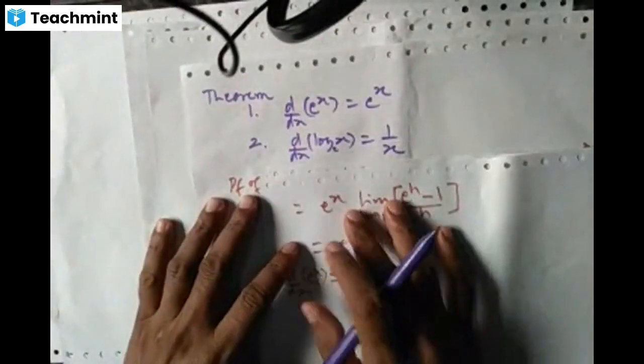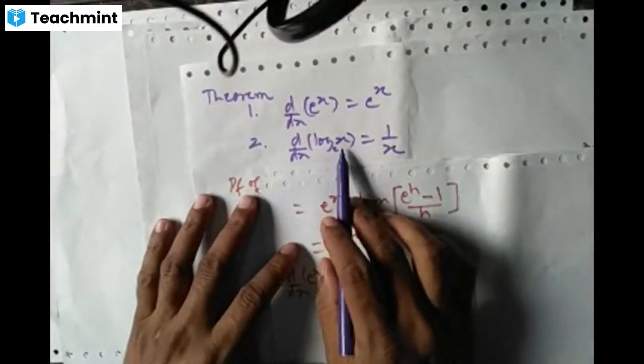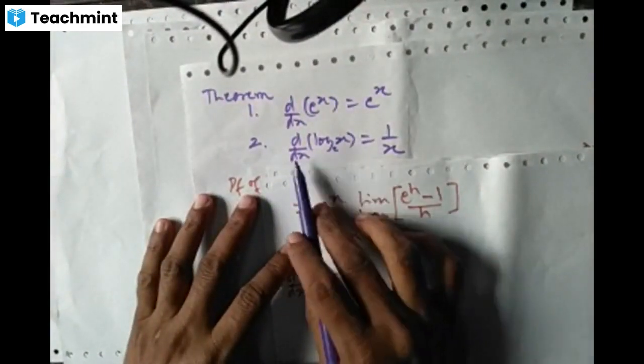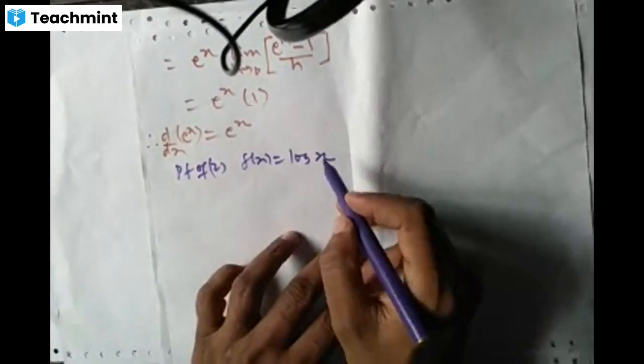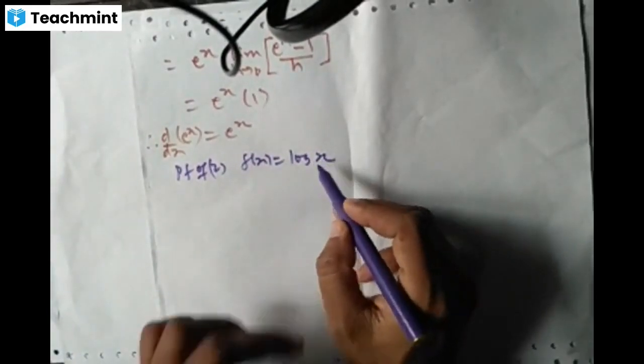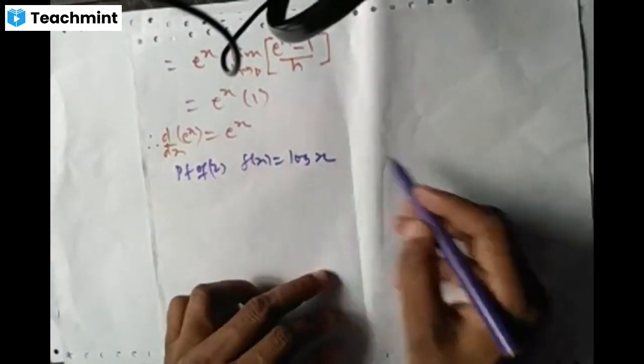Similarly, we can prove the second one. What is the second statement? We have to prove that the derivative of log x with respect to x is 1 by x, correct? So, proof of the second. f of x is log x. When I write log x, it means log x to the base e. It is the natural logarithm.